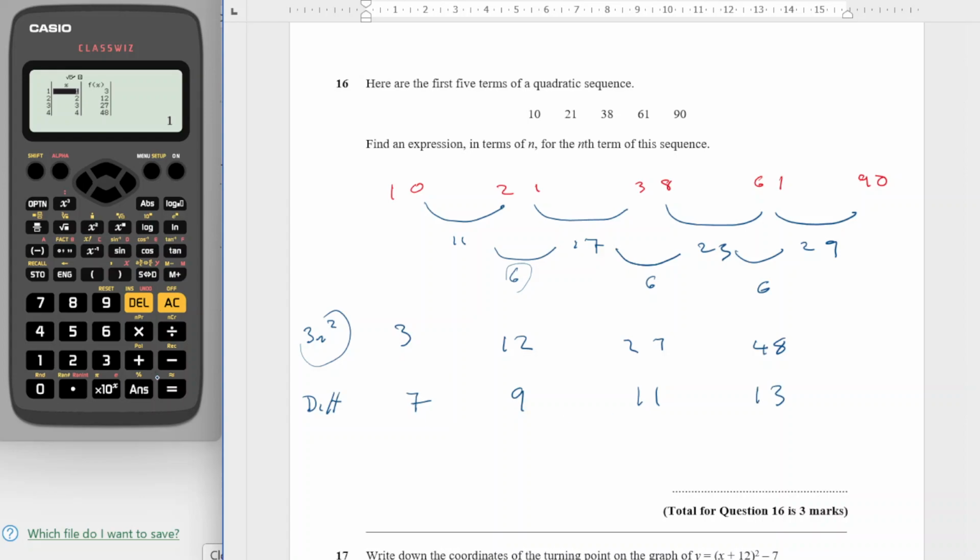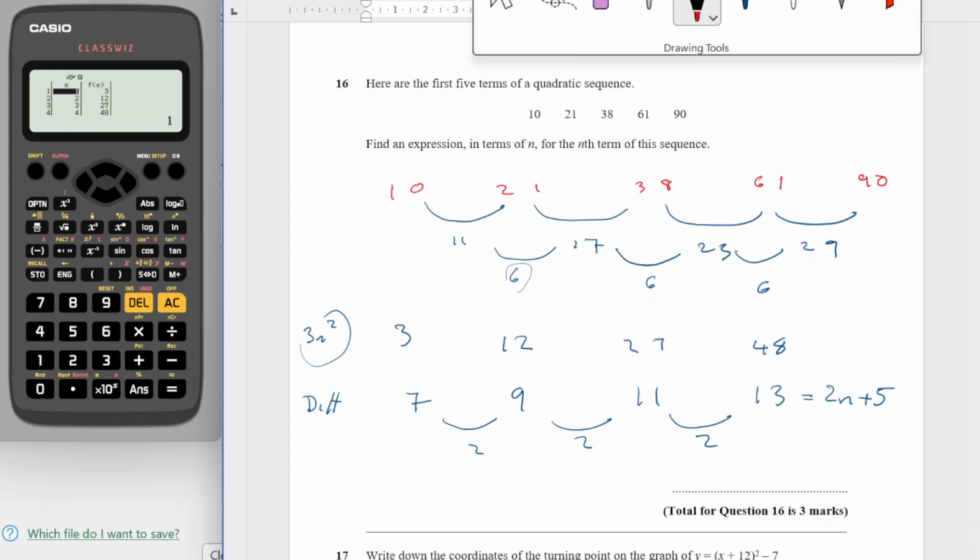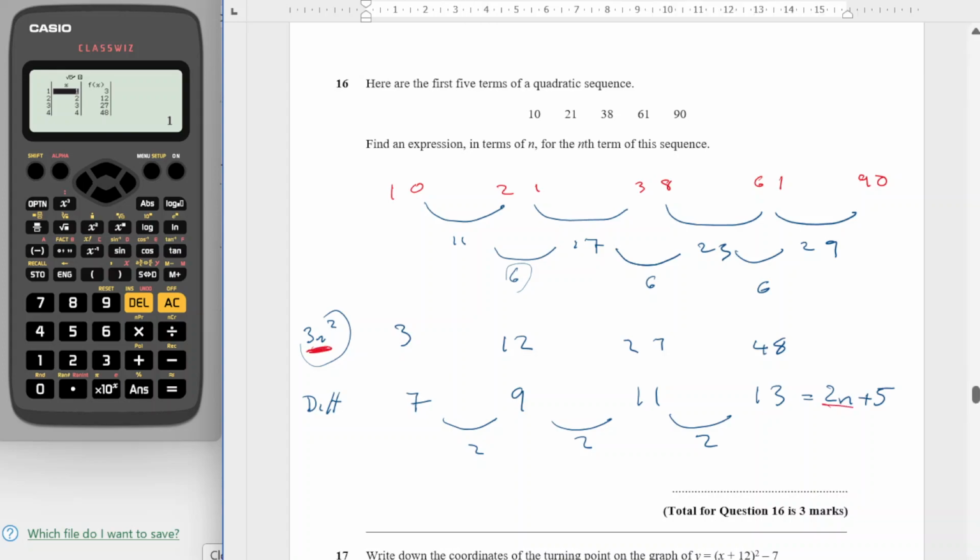So the difference is quite an easy one to spot. The difference is going up in 2's. So the difference is going to be 2n plus 5. So my total sequence is this term plus this term. So my nth term is going to be 3n squared plus 2n plus 5.